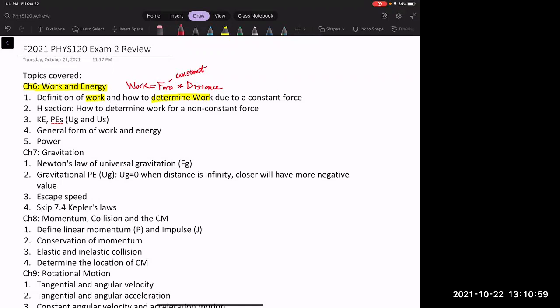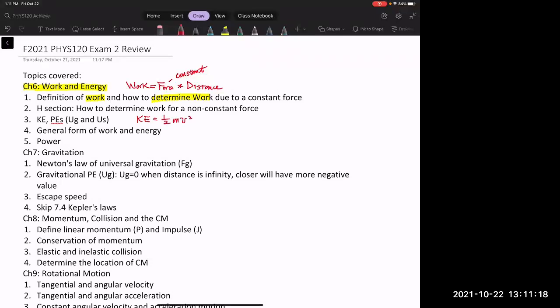Then we started to find 2 different kinds of energy. One energy is called kinetic energy. Kinetic energy is related to things that are moving, which is related to the velocity. So kinetic energy is 1/2 mv squared.